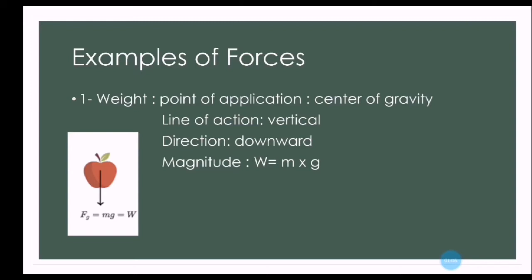Examples of forces. 1. The weight. You all know about the weight. The point of application of the weight is the center of gravity of the object. The line of action is always vertical and the direction is downward, and the magnitude, or strength, is W equals m times g, where m is the mass of the object and g is the acceleration of gravity, which is 9.8 newtons per kilogram. So these are the characteristics of the weight of any object.